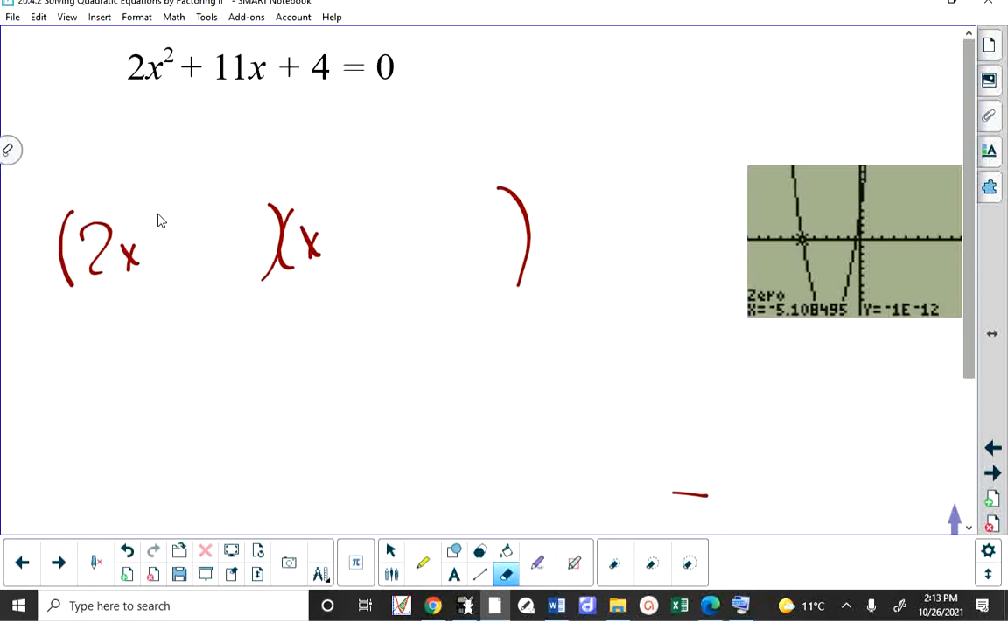Second, if it's 4 and 1, I can't put the 4 with the 2 for the same reason that I wouldn't put a 2 there. So it would have to be this. And I'm not doing a perfect job of convincing you, but I'm telling you, if you FOIL that out, you're not going to get 11x in the middle. And no matter what you do to get 2x squared with the product of these and to get 4 with the product of those, you will never get 11x. Go ahead.